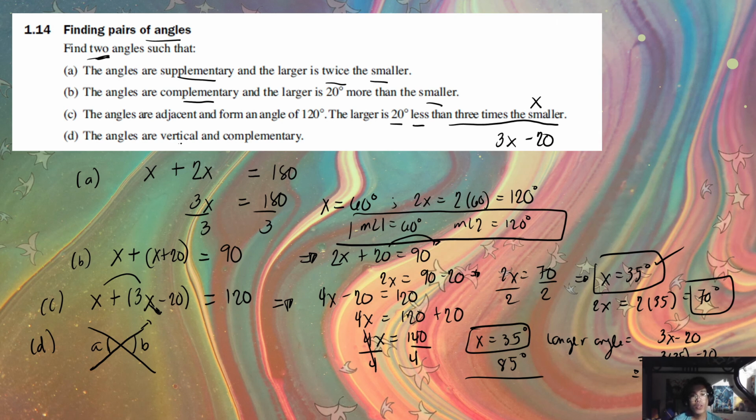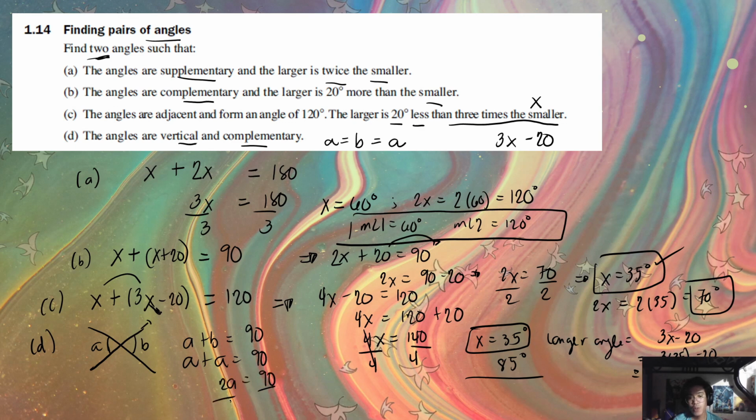According to the second condition, they must be complementary to each other. If they're complementary, the sum of their angles should be 90, right? So A plus B is equal to 90. But it says here they have to be vertical as well, so A should be equal to B. Therefore, A plus A is equal to 90, so 2A is equal to 90.